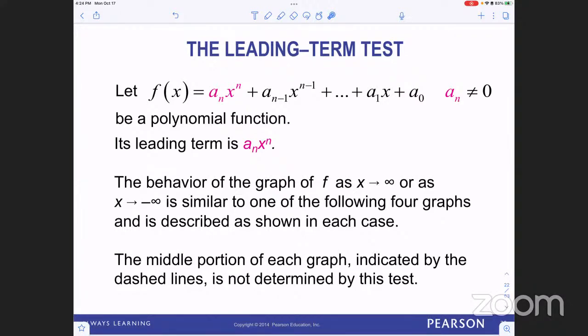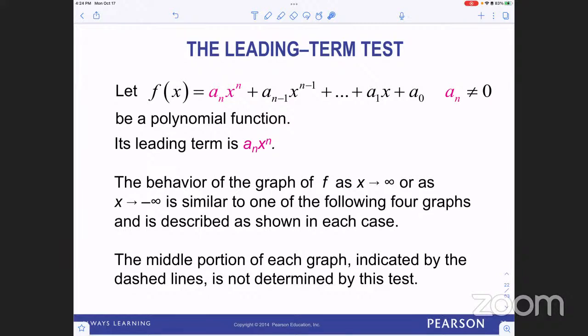Now let's see. If we consider the polynomial function where the leading coefficient is not 0, the leading term is a x to the n, then the behavior of this polynomial function as x goes to plus or minus infinity is going to be similar to one of the following 4 graphs, and is described as shown in each case. The middle portion of each graph indicated by dashed lines is not determined by this test, right?